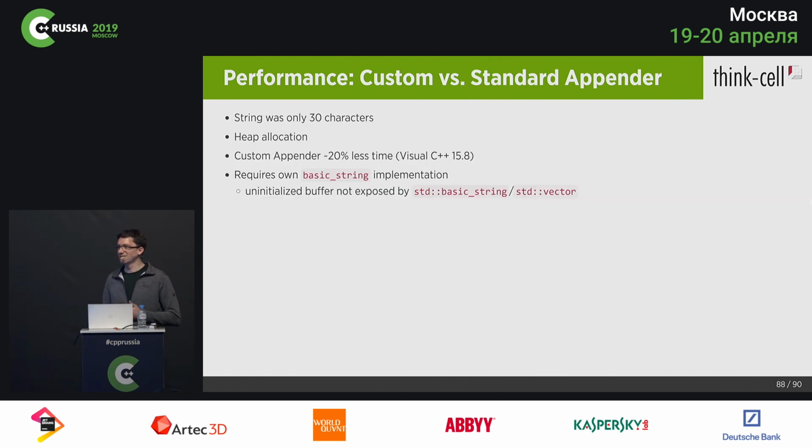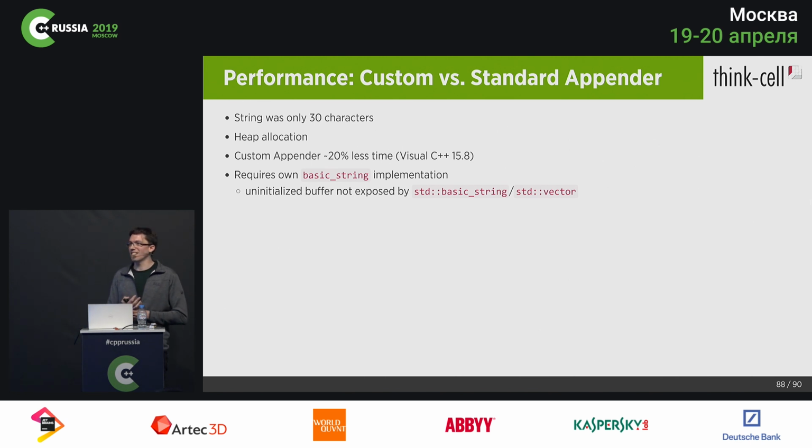Here, the benchmarks included a heap allocation, which is by itself quite expensive. And even though this had this heap allocation, the custom appender still was 20% faster. That basically means that the default way of just pushing characters into a string wasted 20% of the time by just checking if you have reached the end of the buffer.